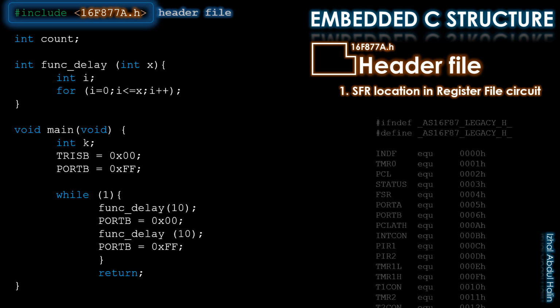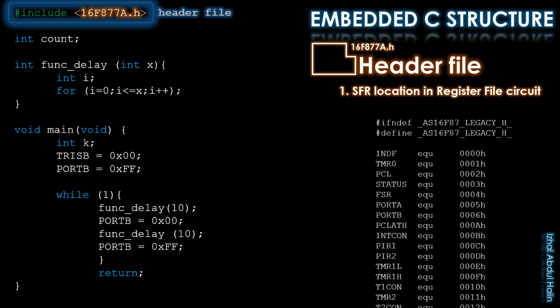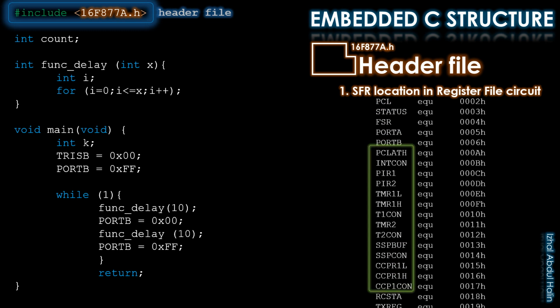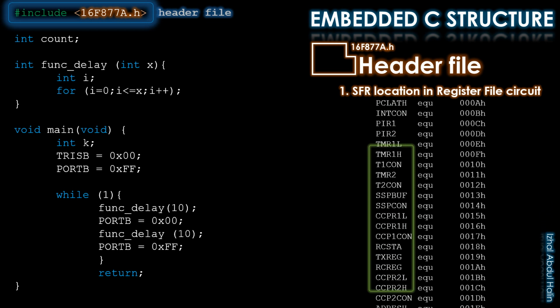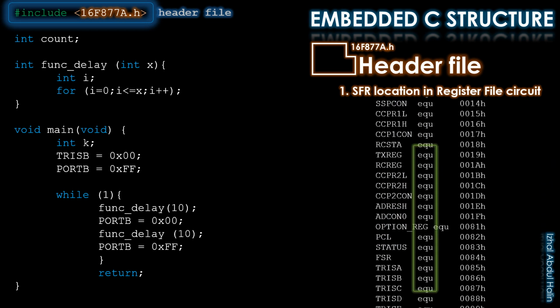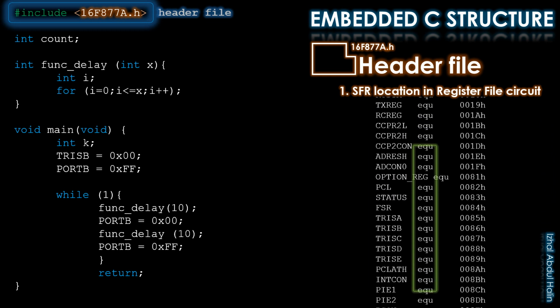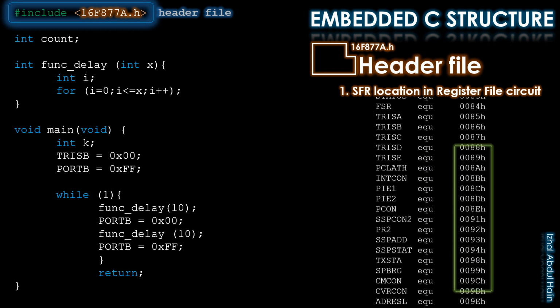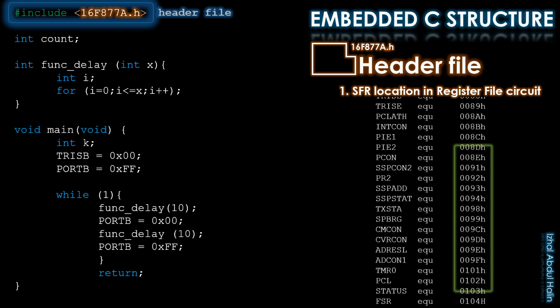This is part of the contents of the header file that you use to define the special function registers used in your program. In the first column you have the names of all of the registers in the register file circuit. They are treated as special variables when compiled. In the second column, you have the EQU directive that is used to assign register names to its addresses. In the third column you have the physical addresses of each corresponding register.